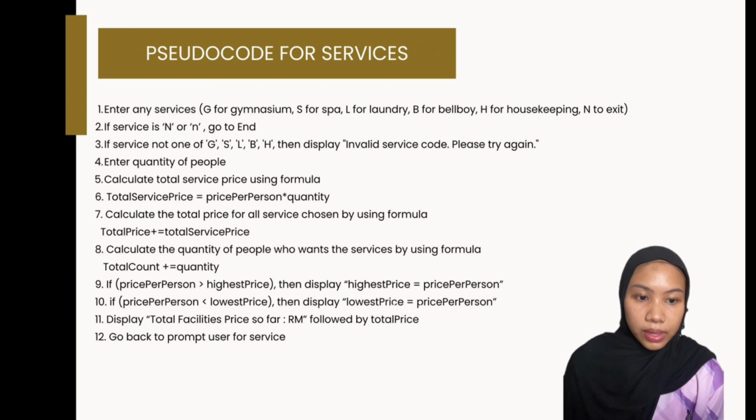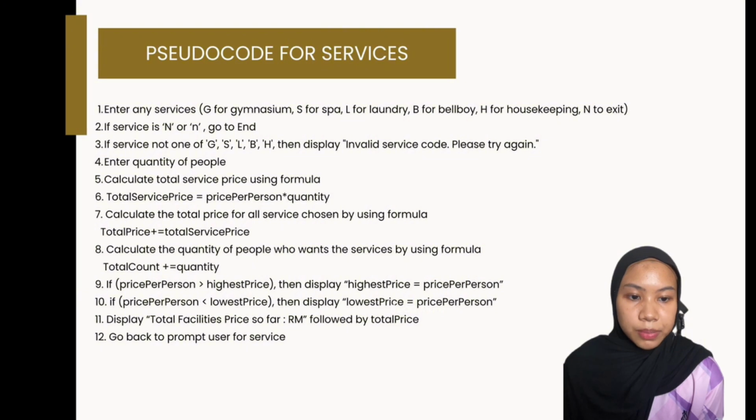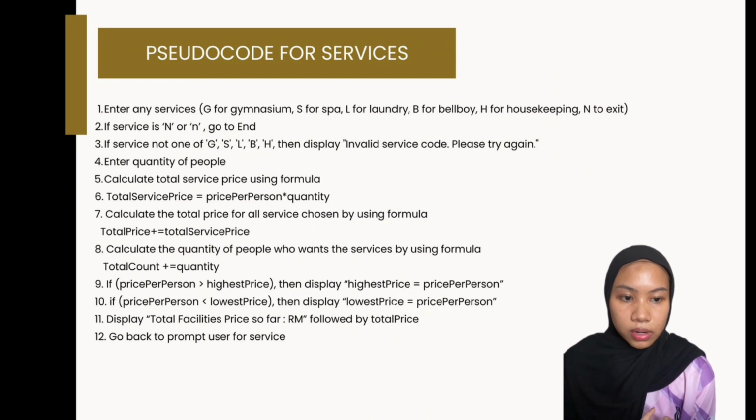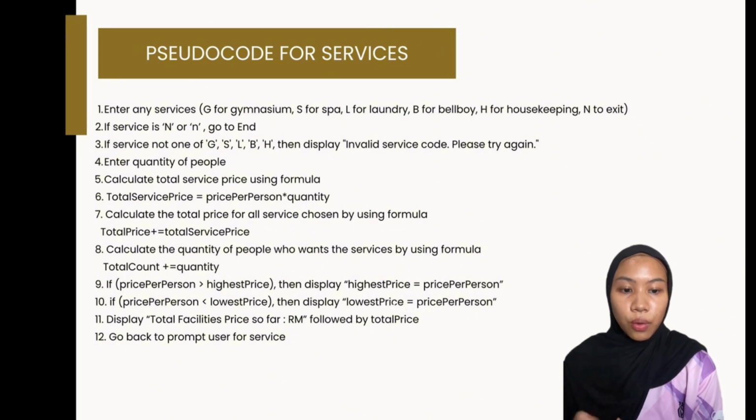If price per person is greater than highest price, it will set highest price equal to price per person, and if price per person is less than lowest price, then it will set lowest price equal to price per person. Then it will display total facility price so far, followed by total price, which is the total of all. Next is go back to prompt user for service.